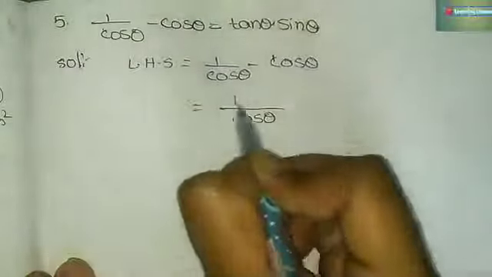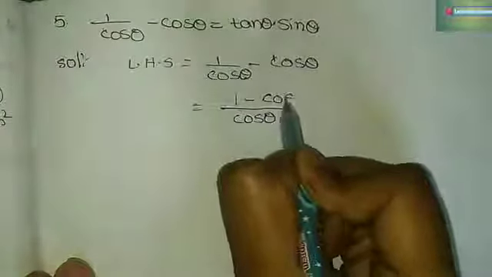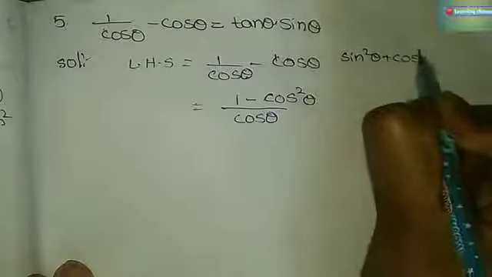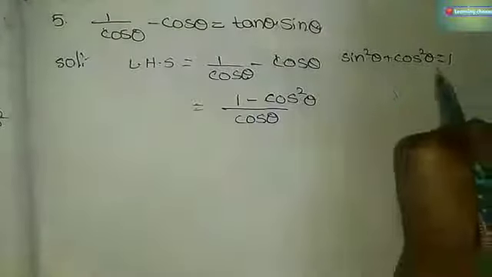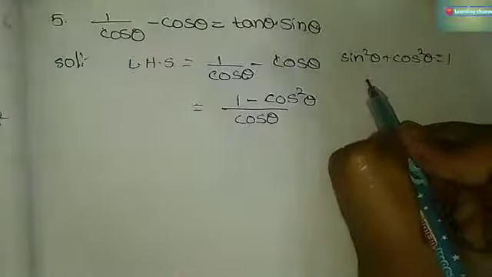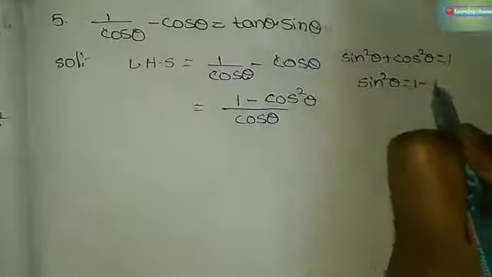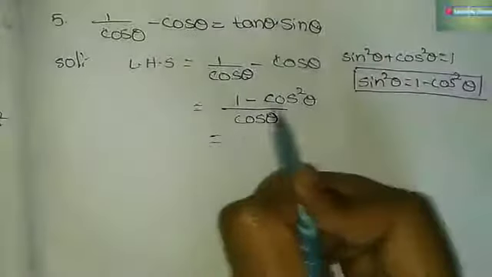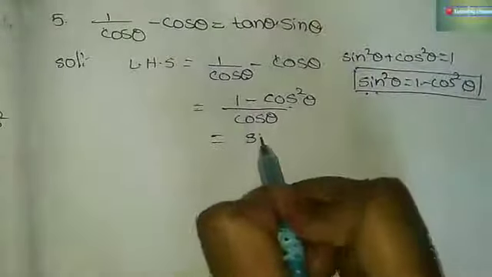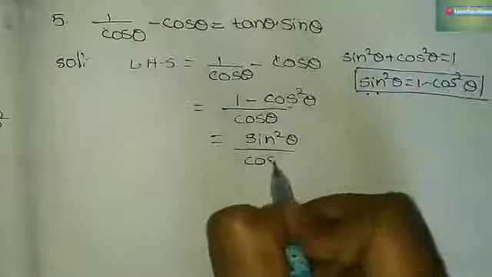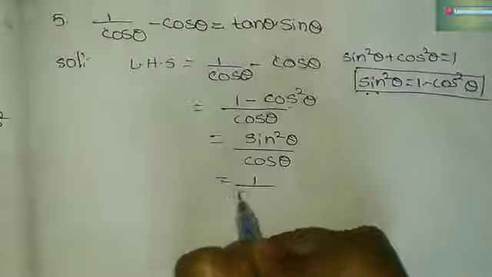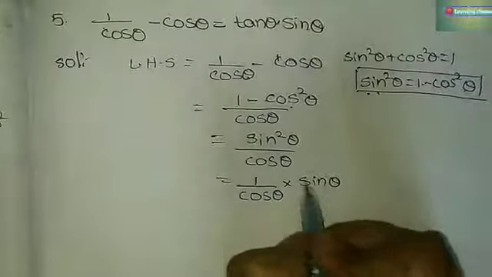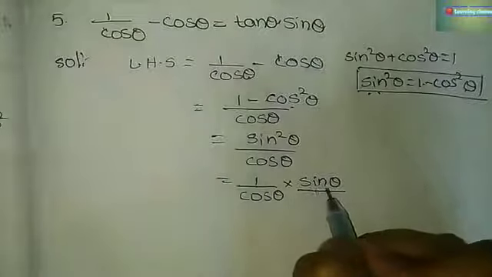So 1 minus cos square theta is equal to sin square theta by cos theta. This can be written as 1 by cos theta into sin theta by 1. Here also sin theta, because sin theta into sin theta is sin square theta and cos theta into 1 is cos theta. Sin theta by cos theta is tan theta and into sin theta, which is equal to our RHS. RHS is tan theta into sin theta.